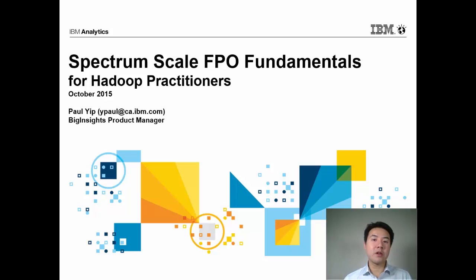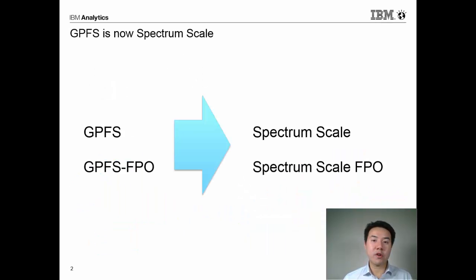Now, first and foremost, you may know Spectrum Scale already as GPFS. So from a naming perspective, I may refer to GPFS, I may refer to Spectrum Scale, but they both are going to mean the same thing. And sometimes we may refer to the term FPO. I'm going to talk about what that means. The equivalent then of GPFS FPO is going to be Spectrum Scale FPO.